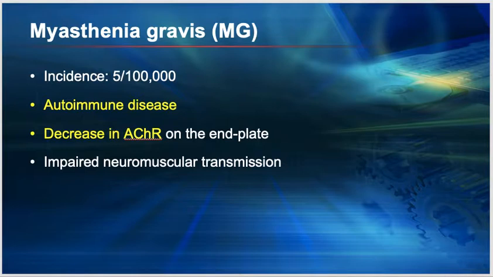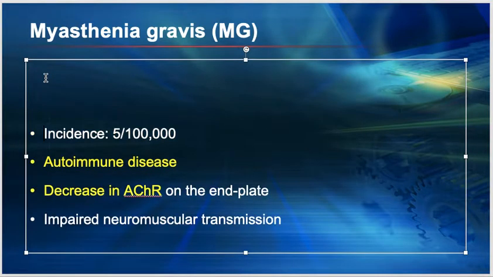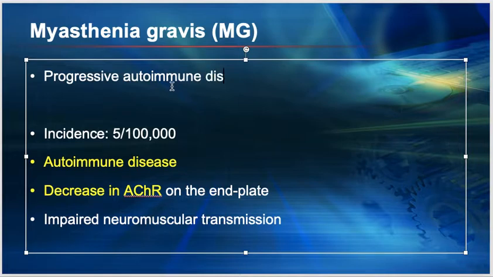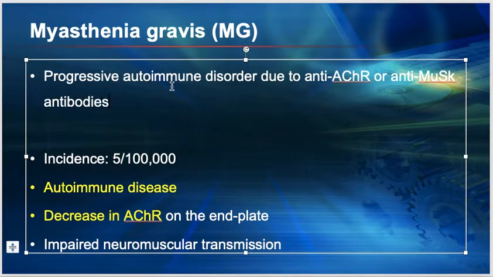Talking about myasthenia gravis, what is the definition, first of all? Myasthenia gravis is a rare clinical disease. What I will write down is the definition, which is very important. It's defined as a progressive autoimmune disorder due to anti-acetylcholine receptor or anti-MuSK antibodies. Now see, the word autoimmune is self-explanatory, right? So of course there are autoantibodies in this one. These are basically two types of antibodies which are present, okay?